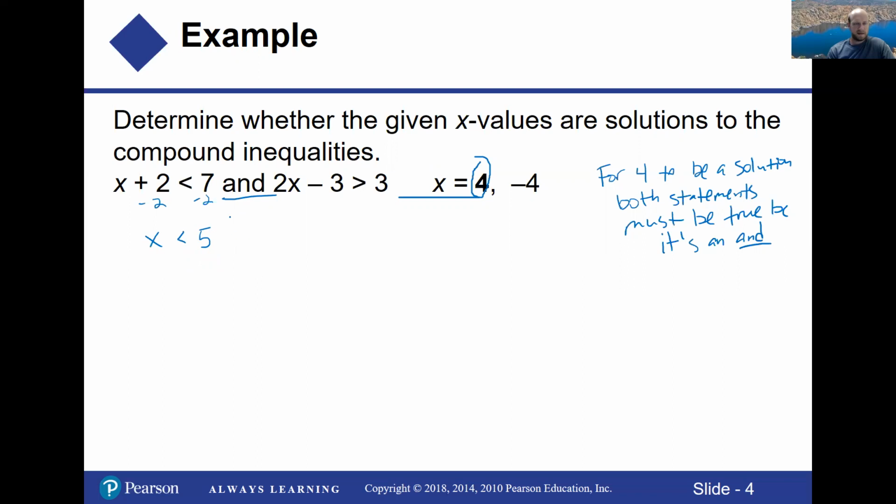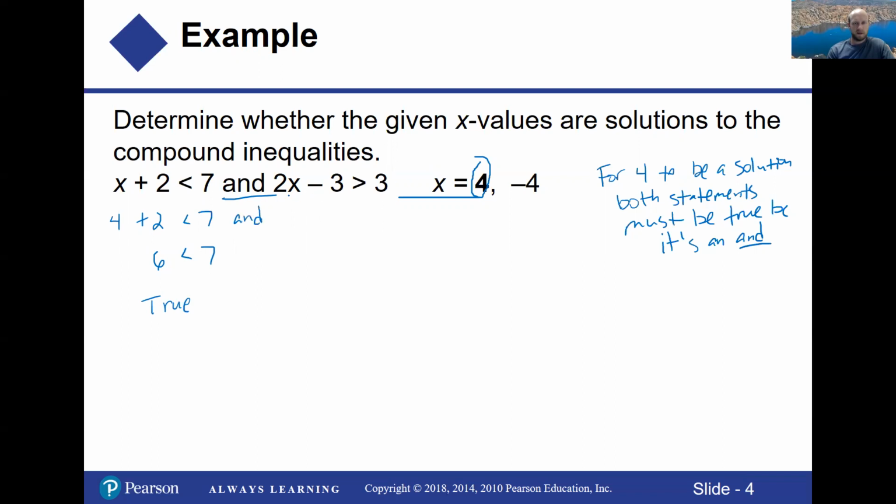Actually, sorry, I'm going to take a step back. Instead of solving it here, I'm just going to substitute the 4 first. You could solve it and just plug in the 4, and you would obviously see that 4 is less than 5. But let's go ahead and plug the 4 in here. That's the way that I wanted to do it. So I substitute the 4 for x. 4 plus 2 is 6. And then you ask yourself, is 6 less than 7? Well, yes, of course it is. So that is true.